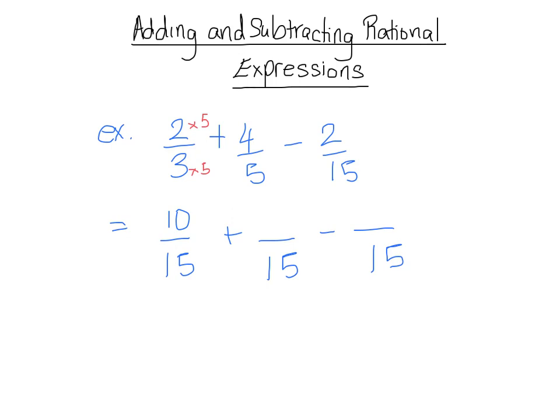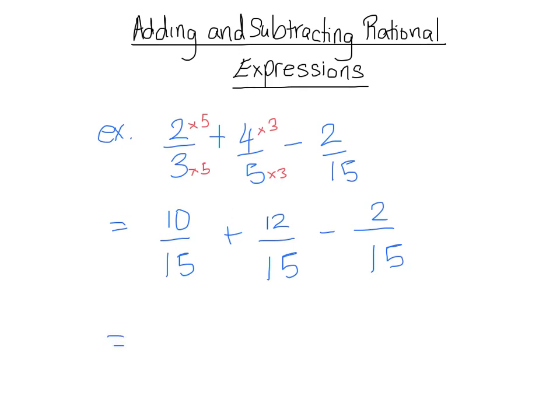All right, so let's go through and do the same thing for the next two fractions. What do we have to multiply 5 by to get to 15? Yes, we have to multiply by 3. So we have to do the same to the top, and we get 12 over 15, which is the same as 4/5. And we already have this over 15, so we don't have to make any changes. It's just 2 over 15.